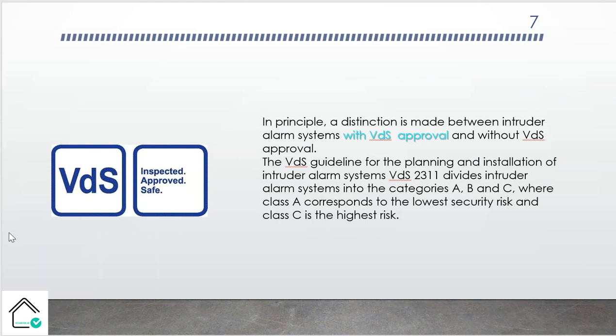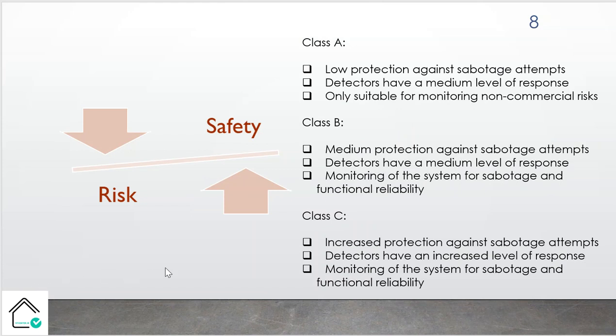In principle, a distinction is made between intruder alarm systems with a VdS approval and without VdS approval. The VdS guidelines for the planning and installation of intruder alarm systems, VdS 2311, divide intruder alarm systems into the categories A, B, C. So VdS provides us the ABC categories, where class A corresponds to the lowest security risk and class C to the highest risk. So let's see what the class of protection in a building is.